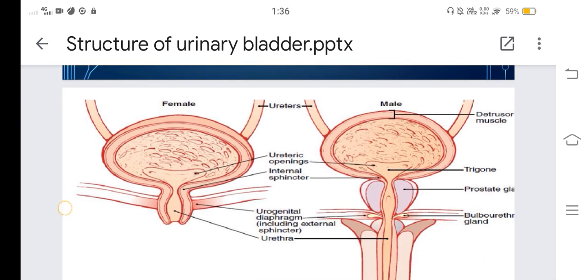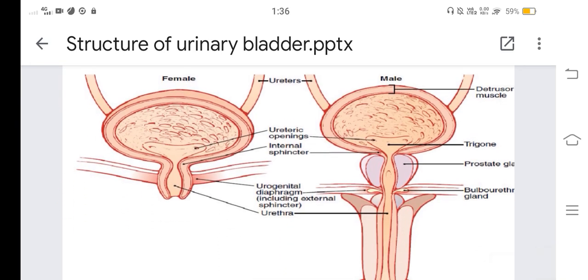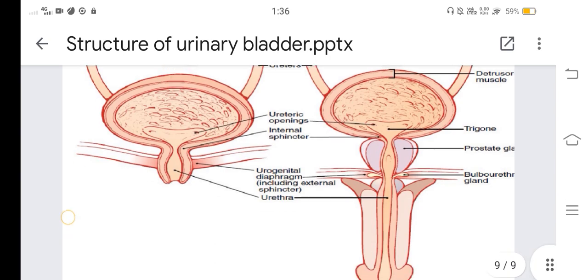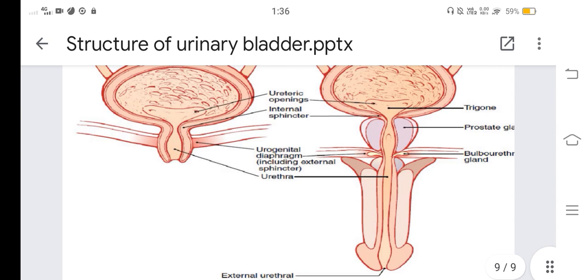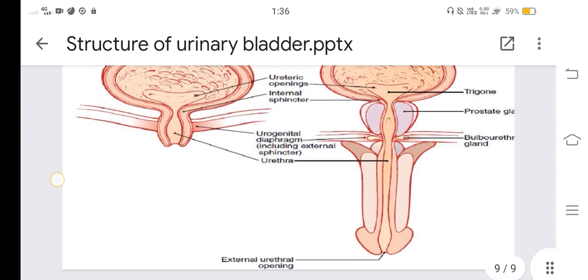This picture, which we have already seen, includes regions like the ureters, ureteric openings, internal sphincter, urogenital diaphragm including the external sphincter, urethra, detrusor muscle, trigone, prostate gland in case of male, bulbourethral gland in case of male, then the external urethral opening.